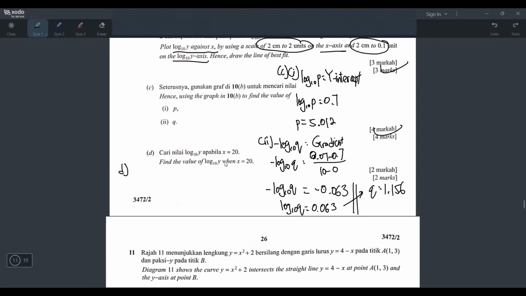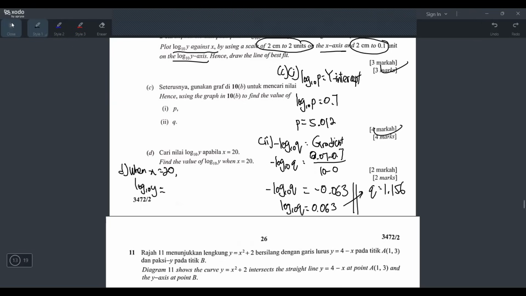Okay, part D says find value of log y when x is 20. Very easy. Just write when x equals 20 and then comma, find log y. But be careful. Sometimes they want to find y. If they want to find y, then it's different. Then the answer is different already.